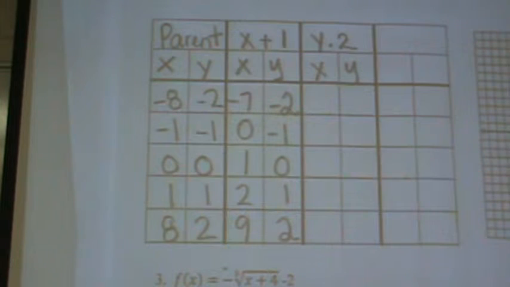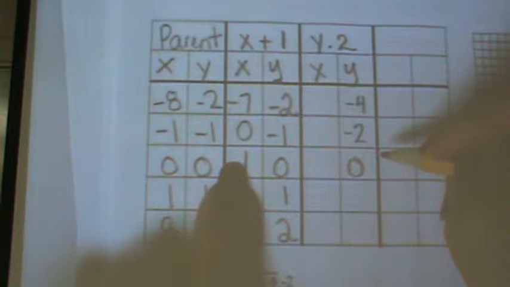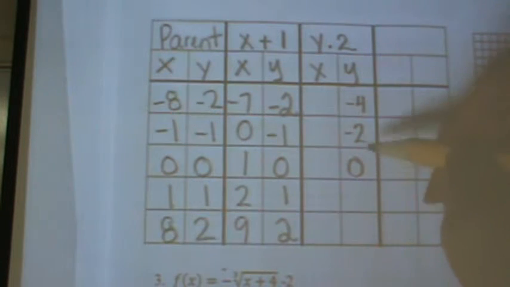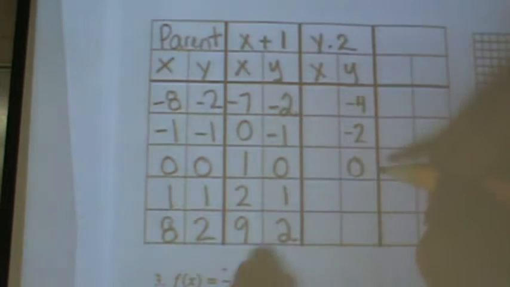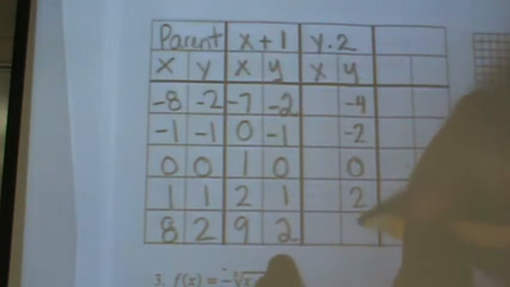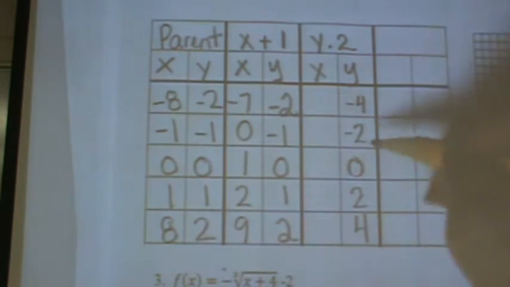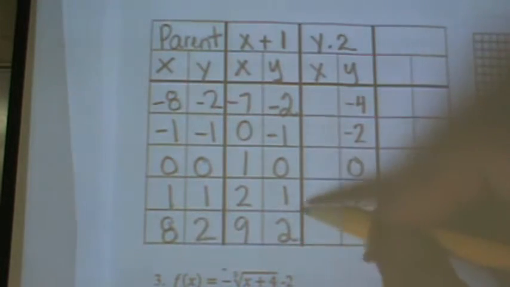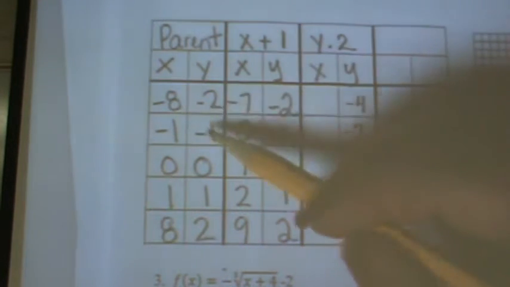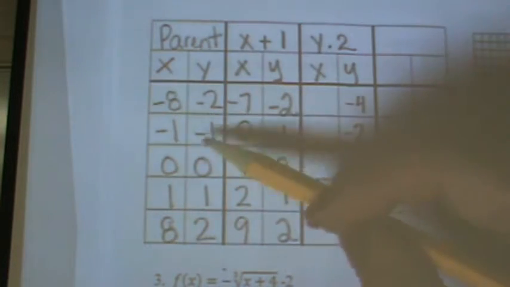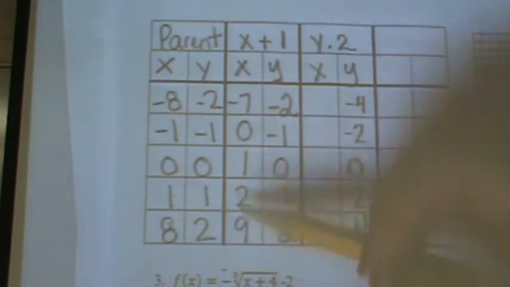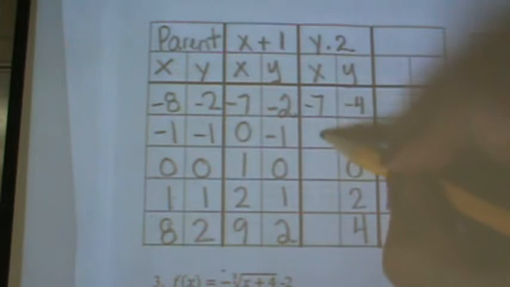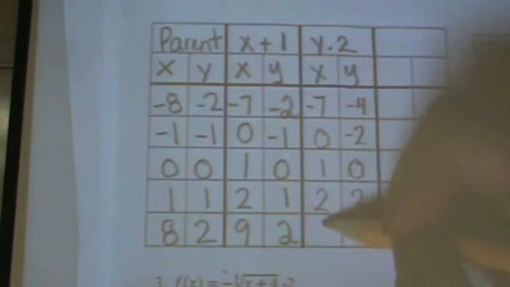Can someone tell me what they got? -4, -2, 0, 2, 4. No. The second one's 1, isn't it? You're right. Two times. You're adding 1 to your x's. No, the second one, -2. That's good. It's 2 times -1.